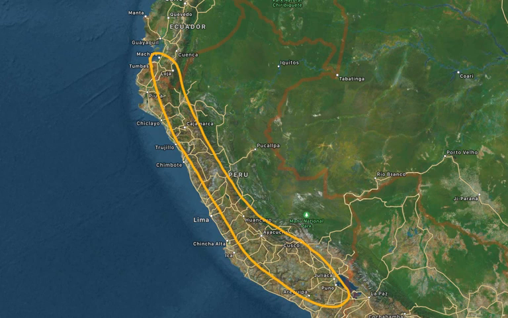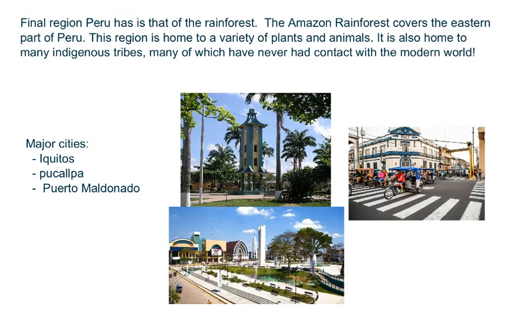So, very mountainous terrain. And we'll talk about some of the adaptations that people have had to make for having to live in these areas. Alright, and the final region is that of the rainforest. So Peru has a rainforest. Most people tend to think, when they think of the Amazon rainforest, that it's only found in Brazil, when in reality, that's not the case.